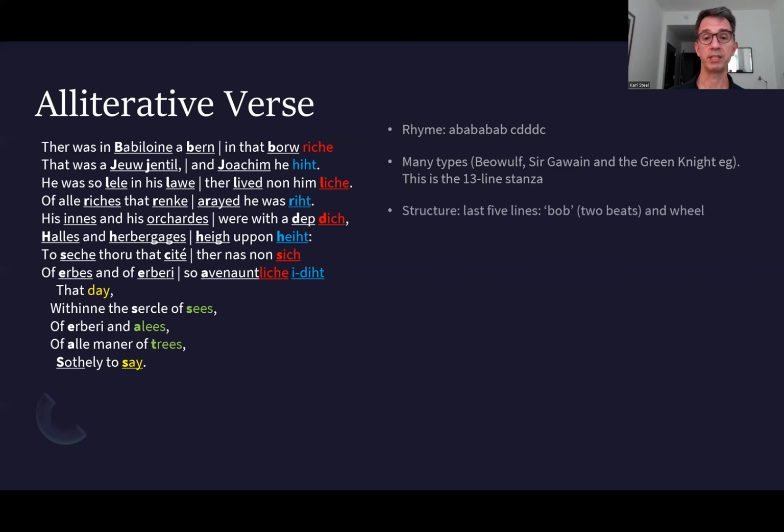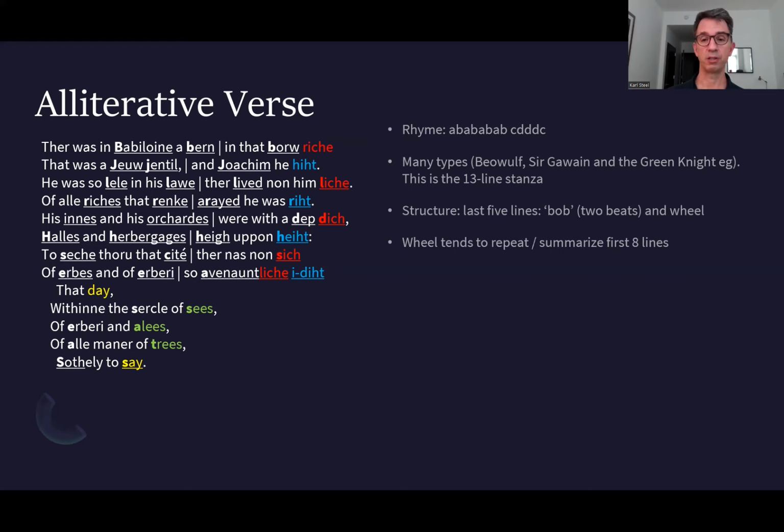So the structure of this is we have the eight lines, and then followed by the five lines, which are called a bob and a wheel. The bob is that two-line thing, and then the wheel is the next four lines. And the function of that in this particular poem is that the bob and the wheel tend to not add new information. They tend to just summarize the material that's happened in the first eight lines. So it's almost like they're tying off the stanza or concluding it.